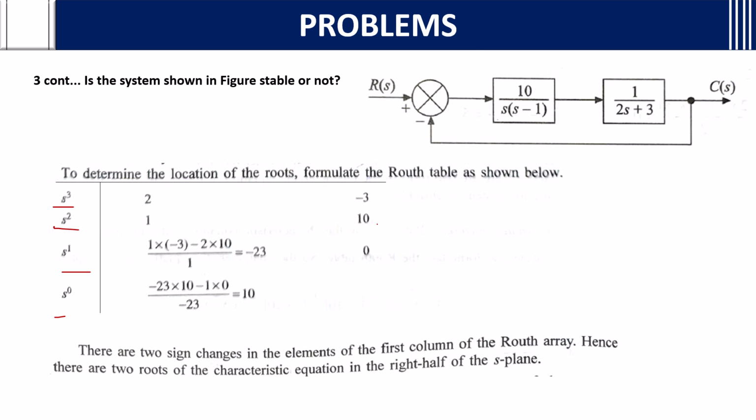The first column is not all positive; there is some negative. So how many times do the signs change? Plus to minus and minus to plus. So 2 sign changes. Hence there are 2 roots of the characteristic equation in the right half of the S plane. Okay.